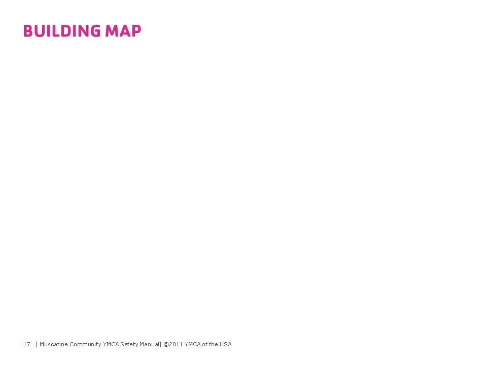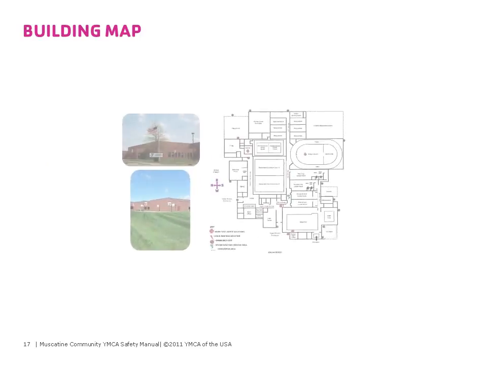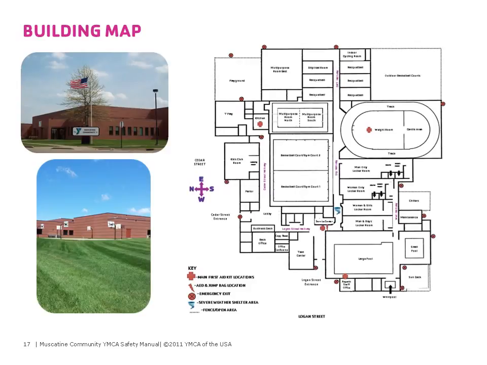Building map. On page 24 of the safety manual is a map of the Muscatine Community YMCA. This map shows the locations of the main first aid kits and AED, the severe weather shelter area, emergency exits, and labels all areas of the facility for your knowledge and reference in case of emergencies.